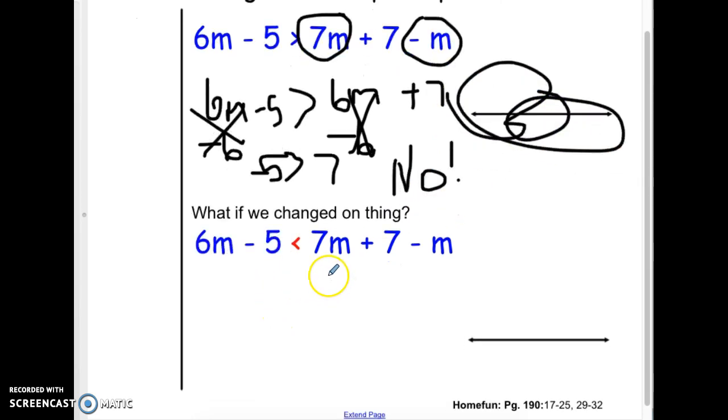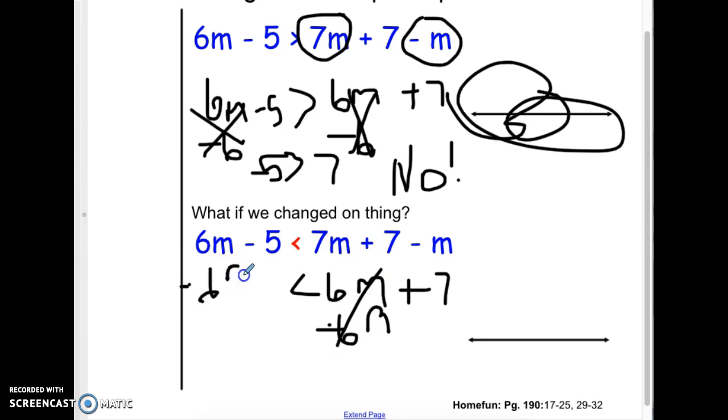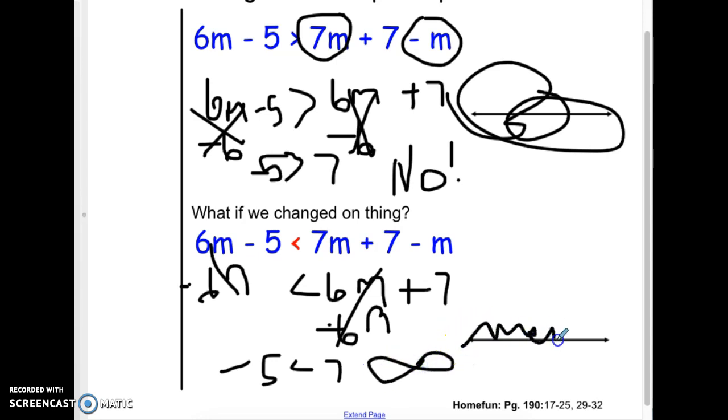Now we're going to do the same exact thing. We're going to combine those because it's exactly the same question, but look what I did. All I did was change the symbol. So of course, the 6m's are still going to cancel out. I'm just going to show you that part again. Ta-da, the 6m's canceled. And now I have this statement. Negative 5 is less than 7. When is negative 5 less than 7? Always. So guess what? This whole entire number line will have solutions.